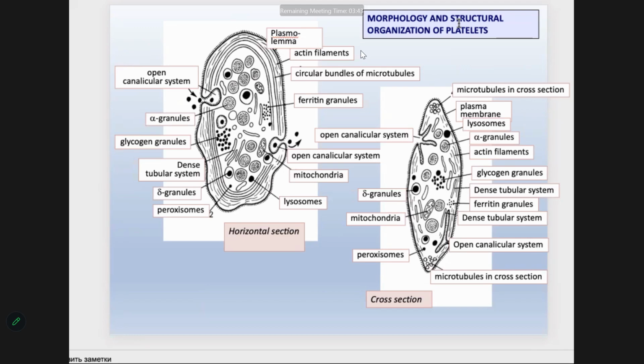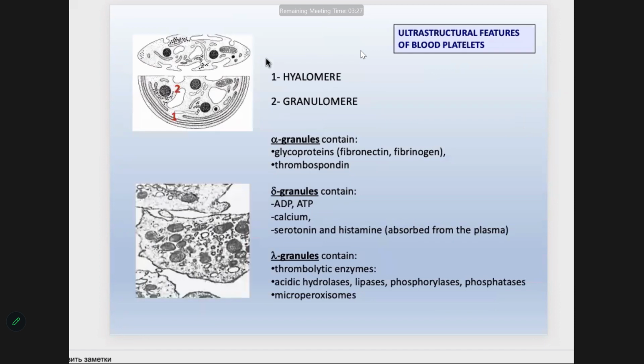Platelets or thrombocytes have no nuclei and have no most organelles. We can see only the remains of organelles. In the platelet, we differ two main portions. First, the hyalomere, which is situated on the periphery of the platelet, and second, the granulomere. Granulomere is situated mostly in the center of the platelet.